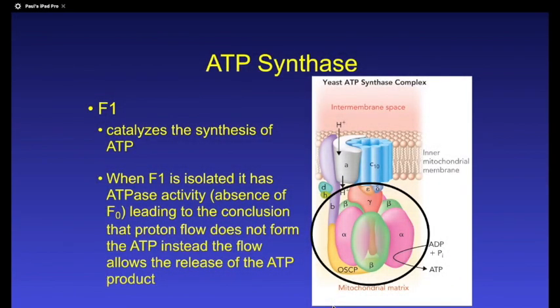The F1, just to be confusing, section is where the synthesis happens. And if I actually isolate the F1 portion and put it in a test tube, it actually works as an ATPase. What does ase mean? It's an enzyme, and usually it's an enzyme that breaks things down. So an ATPase is an enzyme that breaks ATP down. But remember, the transition state of breaking and making are exactly the same. So I'm going to stabilize that transition state. Okay? All right.